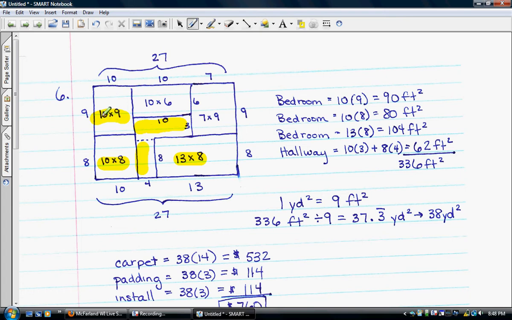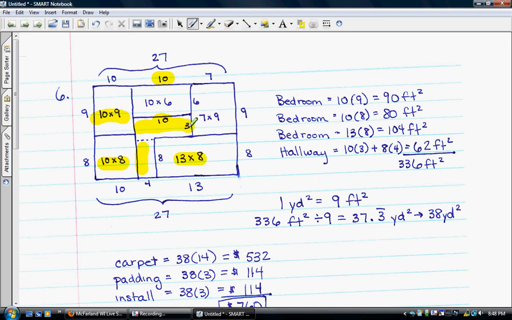I took all of the dimensions that they gave and I wrote them off to the side. So like this room was 10 by 9, so I put 10 and a 9. This room was 10 by 8, so I put those on the two sides and so on. And when I did that, that helped me figure out that this side was 10, because the room right above it is 10 by 6. So if that's 10, this is going to be 10.